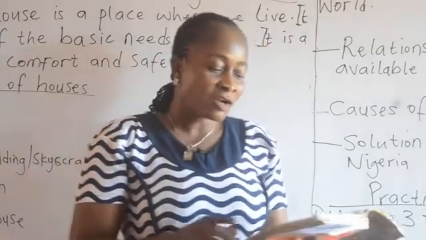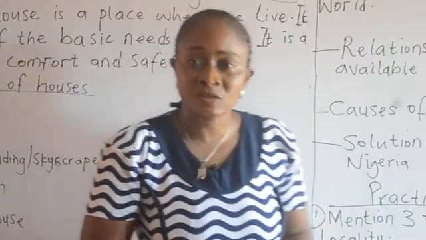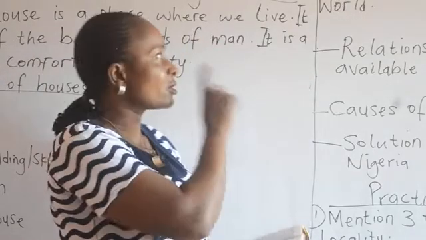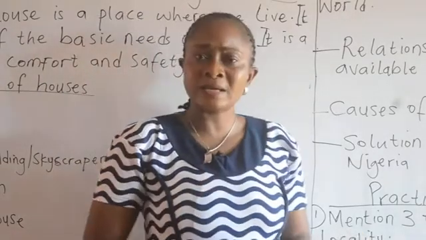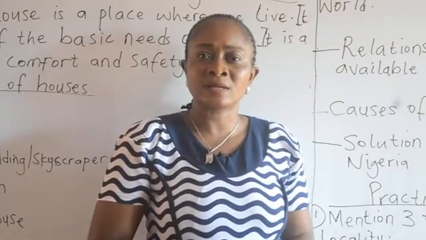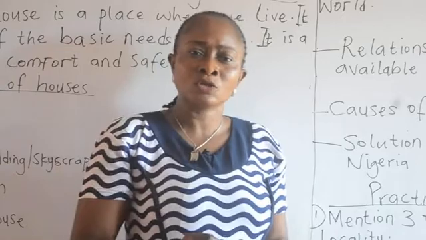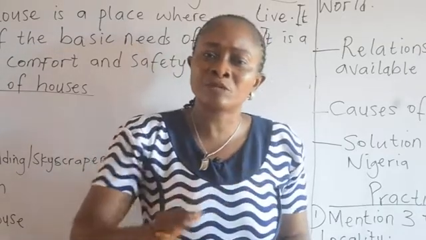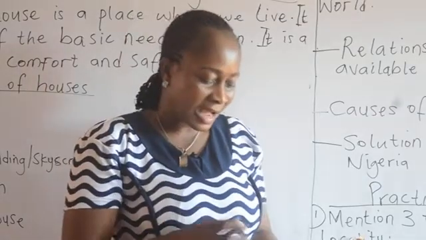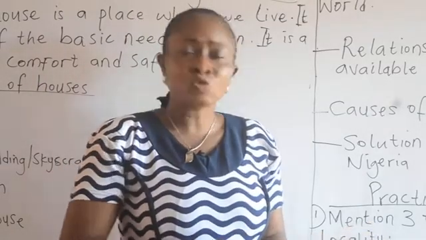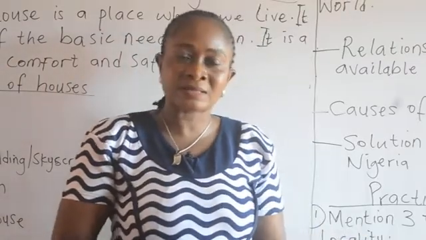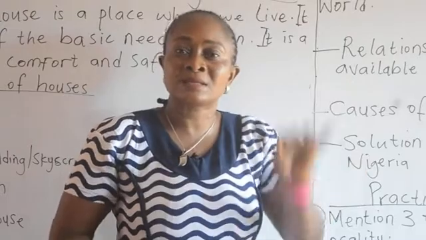Number two, government prices of building materials should be reduced. Remember, one of the causes of shortage of houses in Nigeria is the increase in the prices of building materials. So governments on their own should bring down the prices of building materials so that people can easily afford them and then have their own houses. It will enable individuals to build their own personal houses when the price of materials is reduced.